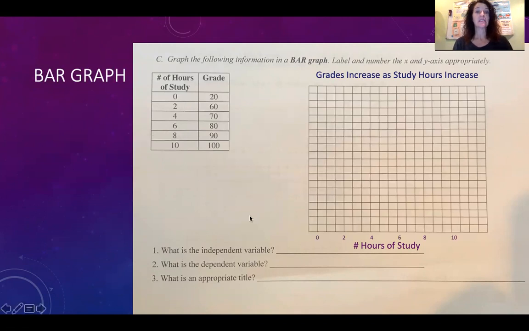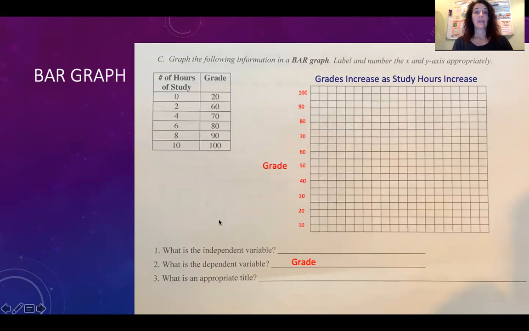And that is the independent variable. That is the thing we're controlling. Now the dependent variable, the thing that we're measuring, goes up that y-axis. So that's the grade. We have a label, grade, and we have a number scale, 10 to 100. So that is our dependent variable. We've got a scale, we've got a label, and it's spaced out very evenly as we go up.